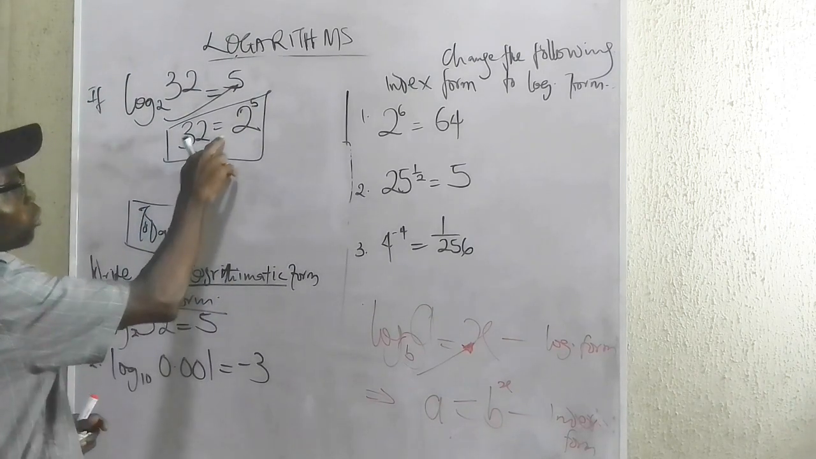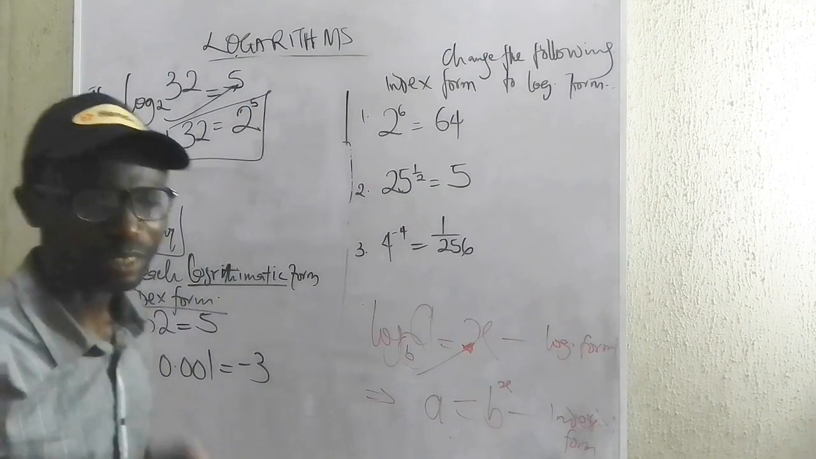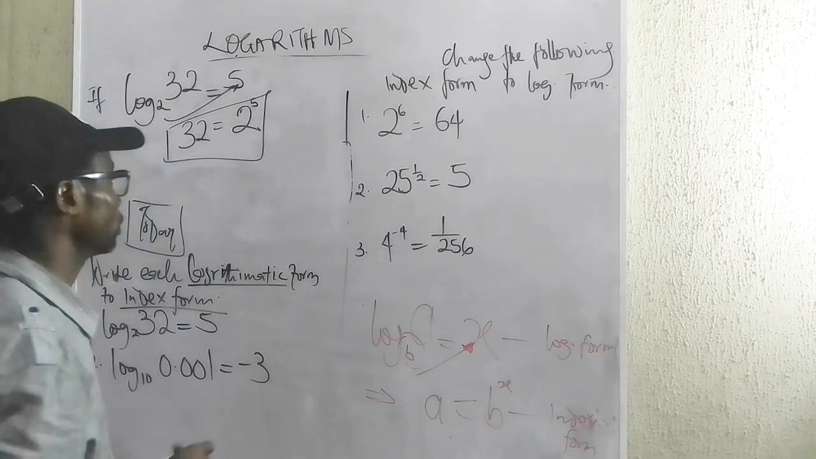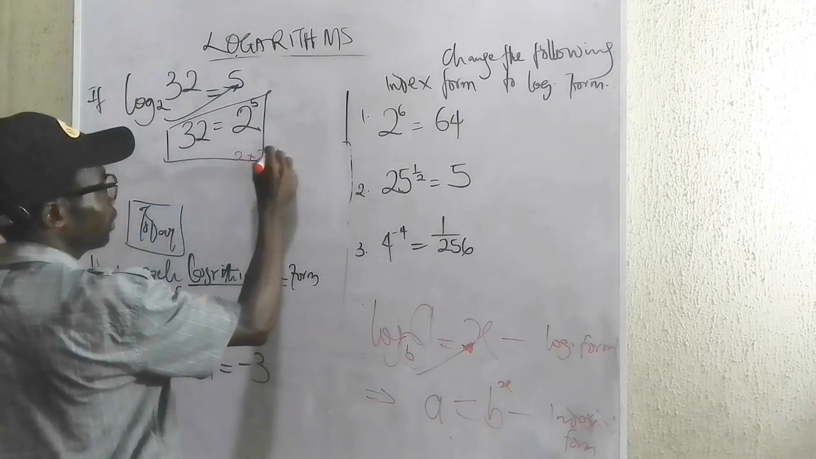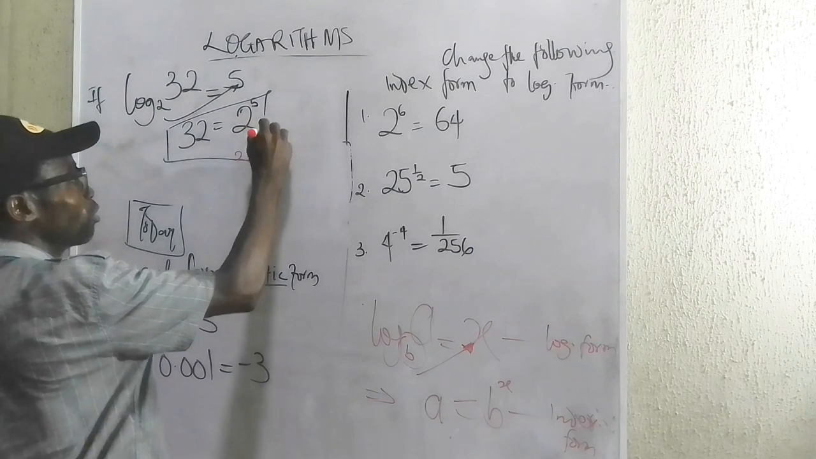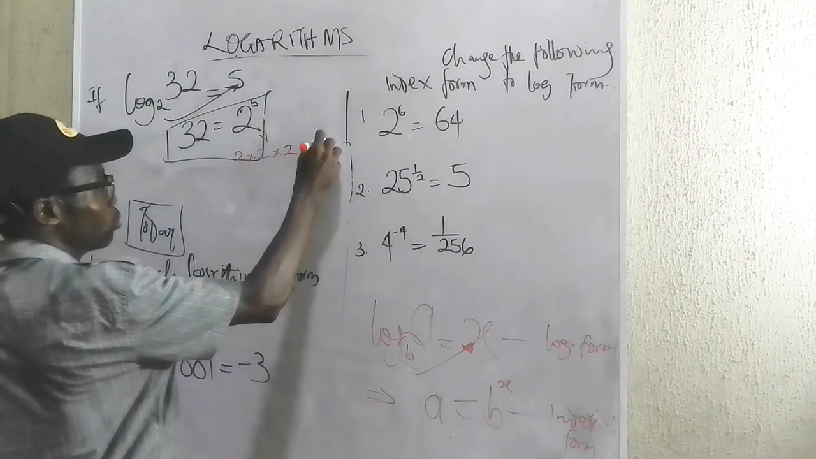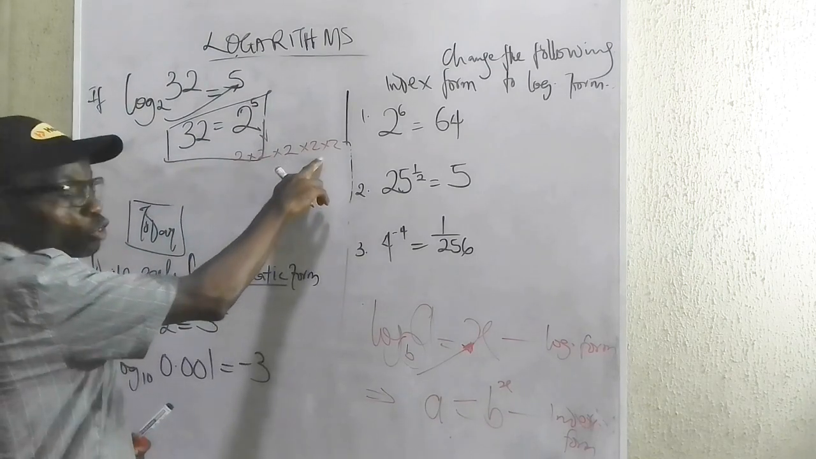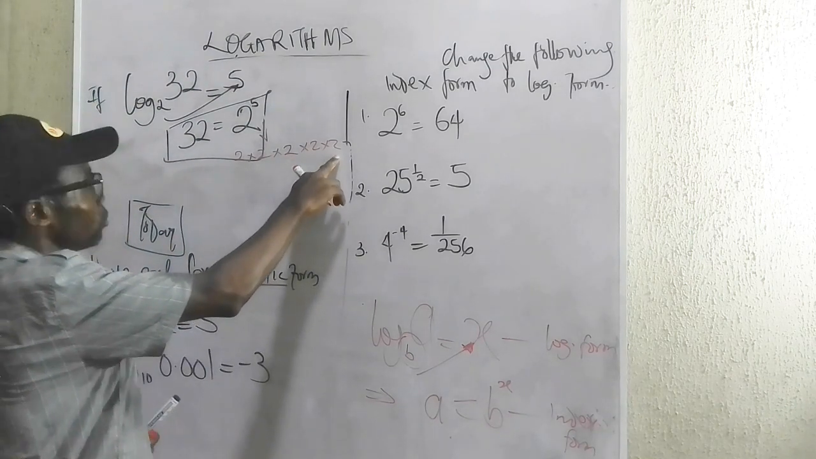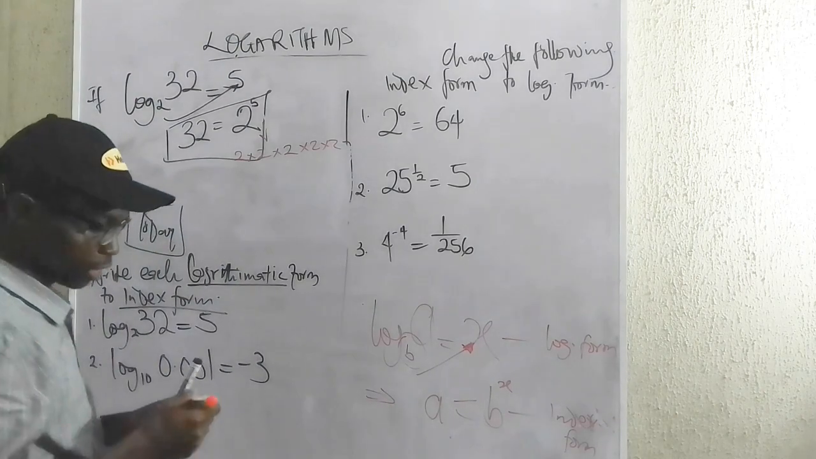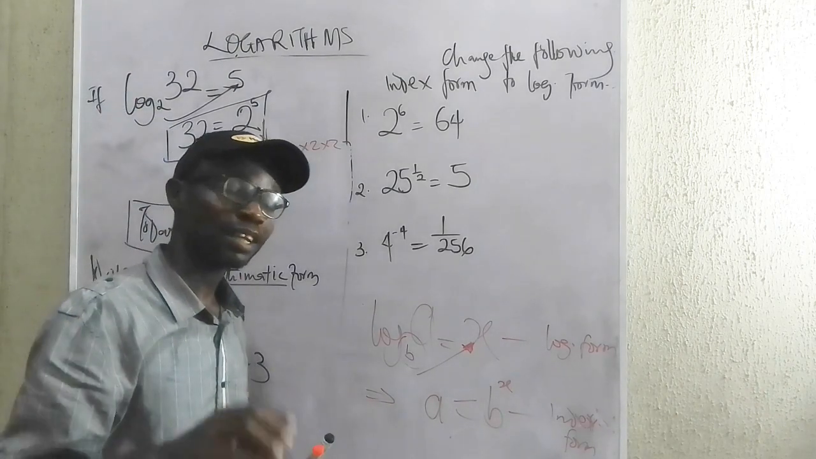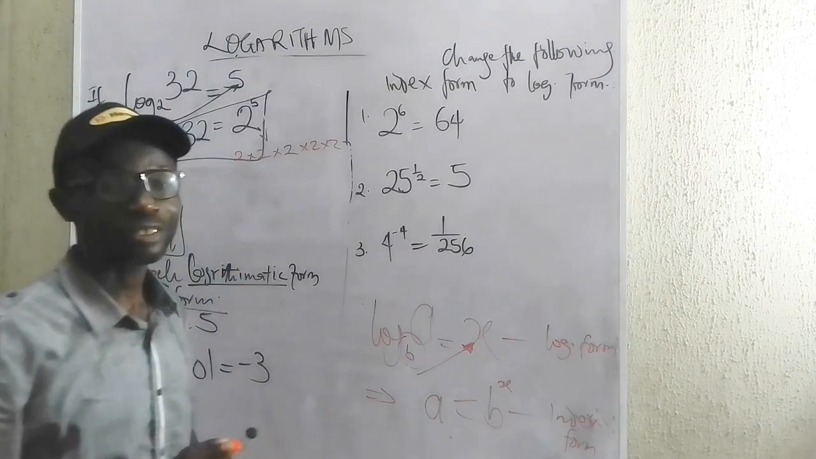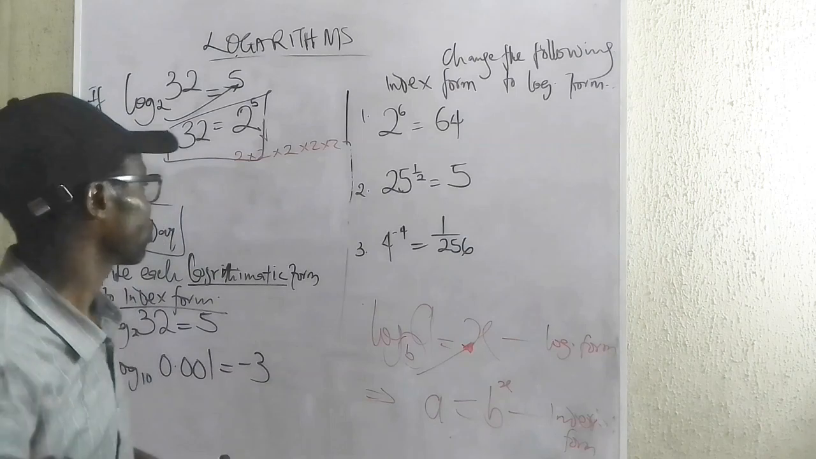So 32 is equal to 2 raised to the power 5. And that is what it is actually, because 2 raised to the power of 5 is actually 32. Check it out. 2 raised to the power of 5 means 2 times 2 times 2 times 2 times 2. So 2 times 2 is 4, 4 times 2 is 8, 8 times 2 is 16, 16 times 2 is 32. You go this way, you get the answer. You can go the other way to prove your answer is correct. And math is interesting.